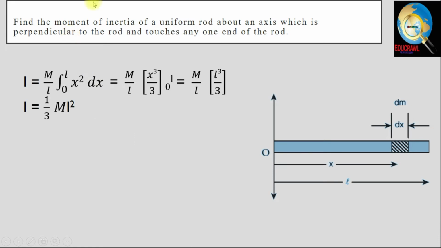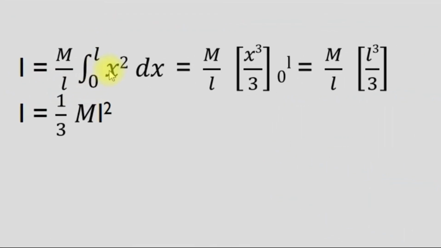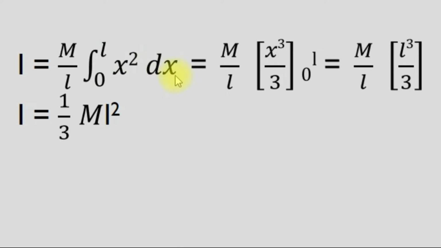The next problem: find the moment of inertia of a uniform rod about an axis which is perpendicular to the rod and touches any one end of the rod. We know the moment of inertia is I equal to m by L integral 0 to L x squared dx. We would have seen this equation in the theory part. So substituting in this equation, from 0 to L we have to integrate.